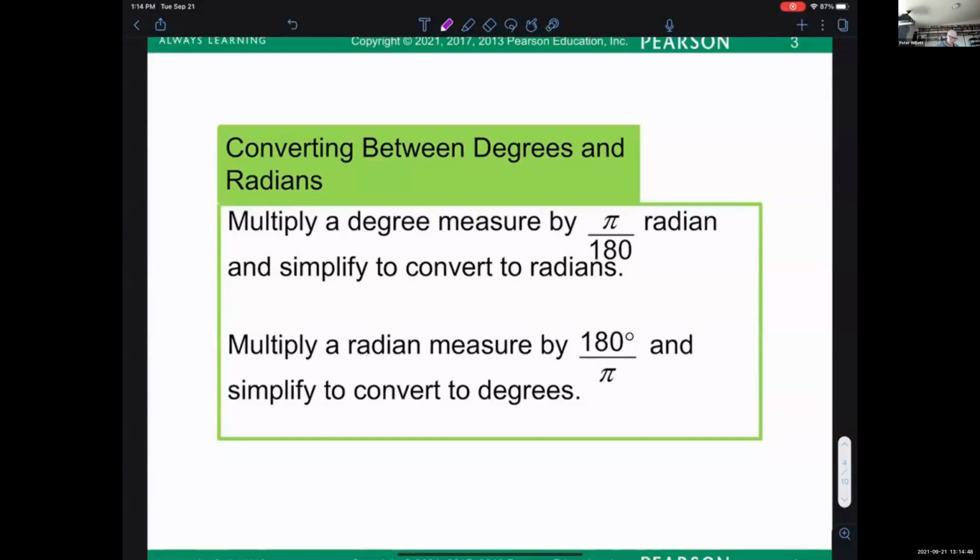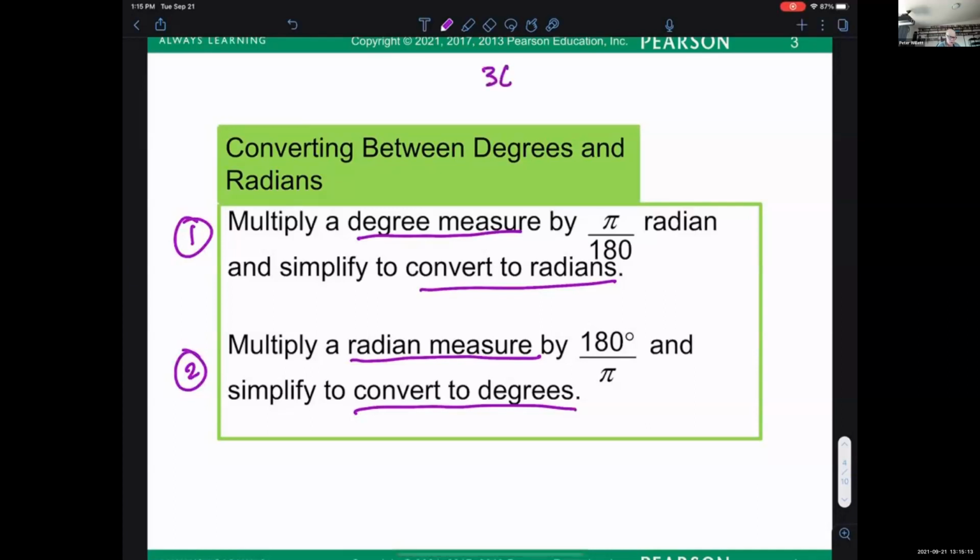So the first thing it says is if we want to, we can multiply a degree measure by this number to convert to radians, and we can multiply a radian measure by a number to convert to degrees. So we have 2 things going on here. So here's a simple way to think of it. We know that 360 degrees is all the way around. And that's the same as 2 pi, the circumference of a unit circle.